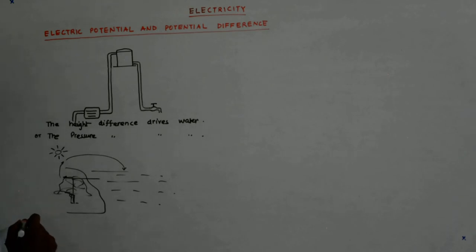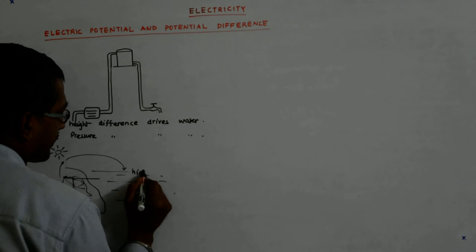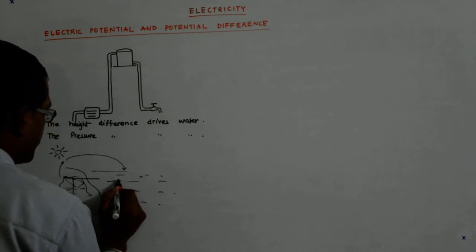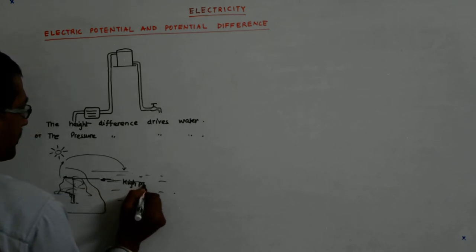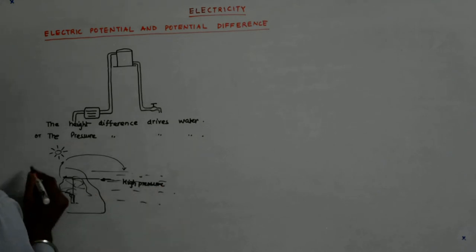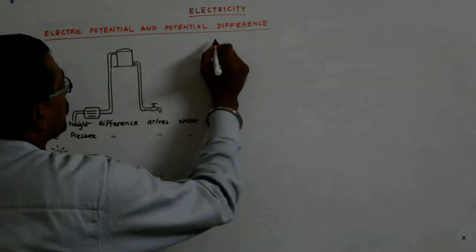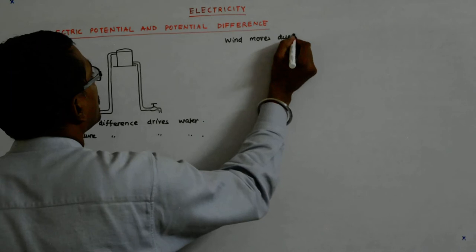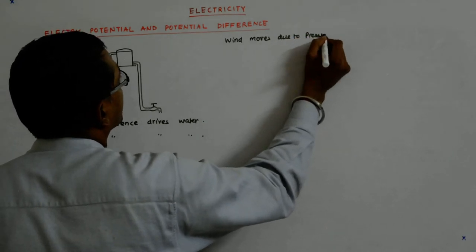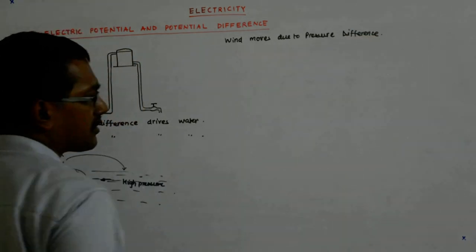Why is it possible for us to have a sea breeze? Because of this pressure difference. There is a high pressure area here, and from there the air goes to the low pressure area. So wind moves due to pressure difference, right?